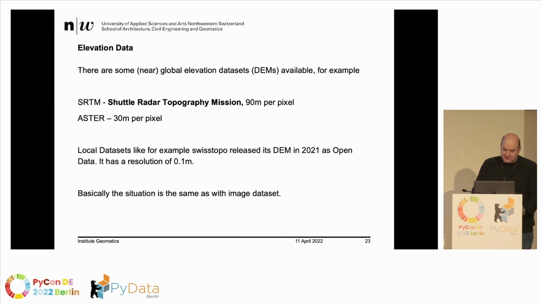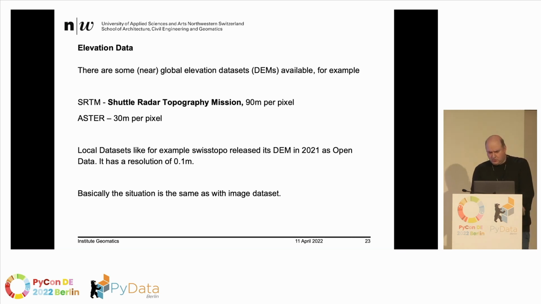So the next step is elevation data. There are some near global datasets available. If you are looking for datasets of Antarctica, for example, very high mountains there too, that's a little bit more difficult to get. Usually the global datasets go up to 60, 70 degrees in latitude. So you have to specially search for them.